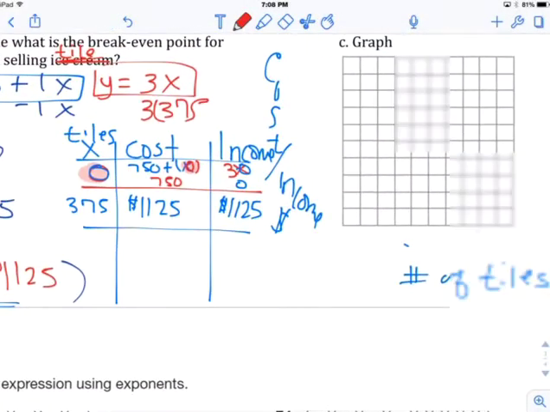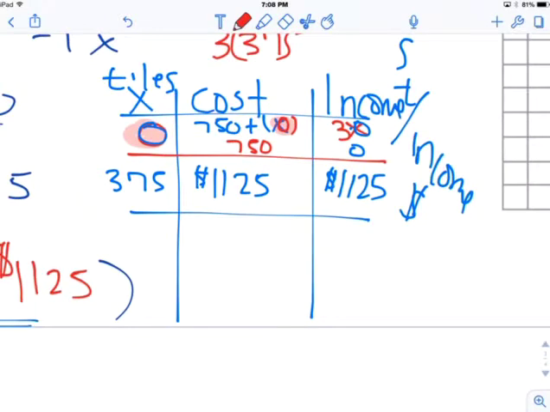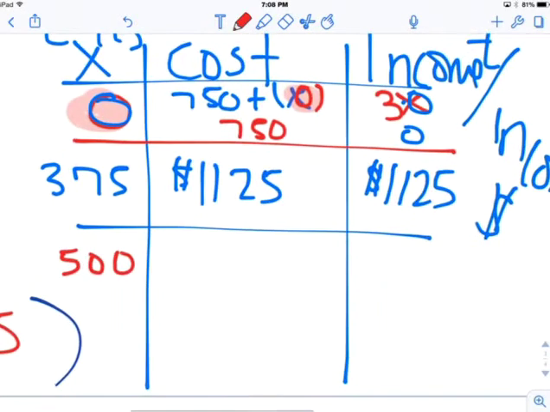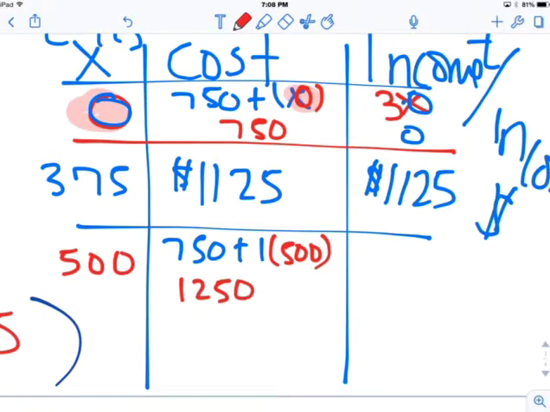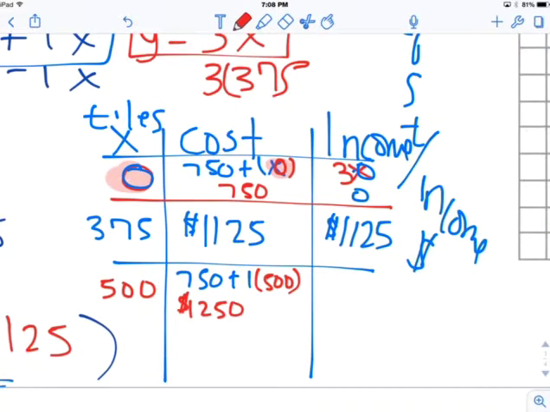Now I need 3 numbers to make it work. Let's say it's 400, or be brave and choose 500 tiles. See what happens. Okay, with 500 tiles, you can choose 4. 4 is reasonable too. Probably easier. You get 750 plus 1 times 500. So this will be what? $1,250. $1,250 in cost. This is cost.